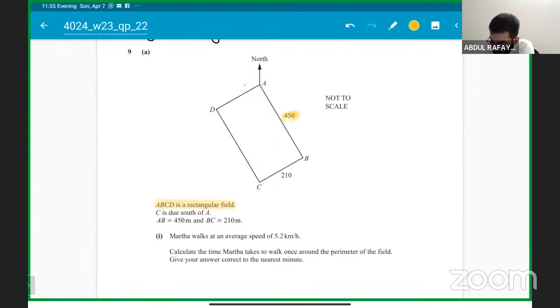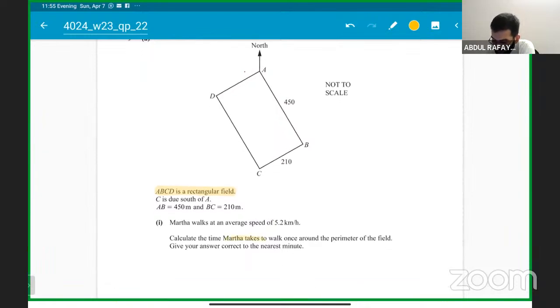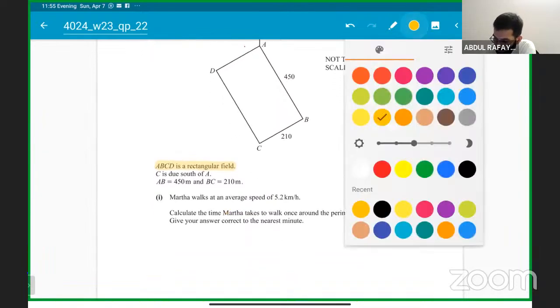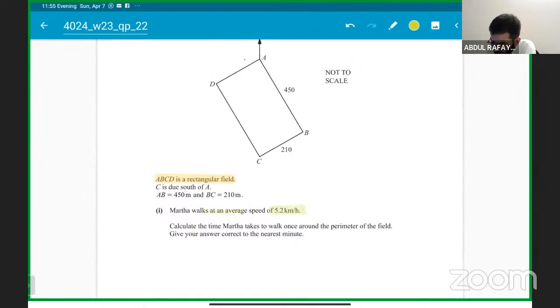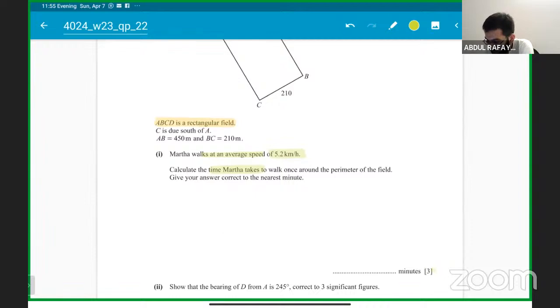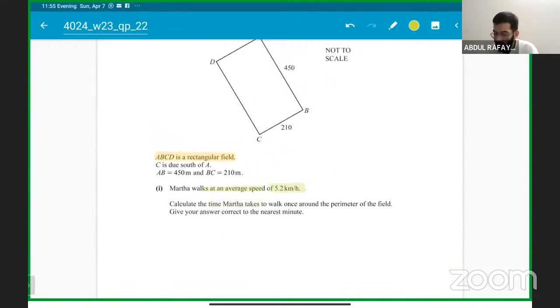The measurements are given. AB is 450 and BC is 210. Martha walks at an average speed of 5.2 kilometers per hour. Calculate the time Martha takes to walk once around the perimeter of the field. Give your answer correct to the nearest minute. This is a very common question in recent exam papers, about average speed, distance and time. The speed is given, so that's what you have to work out.